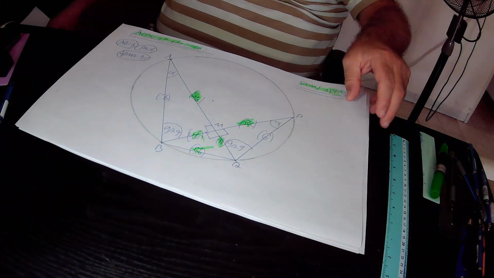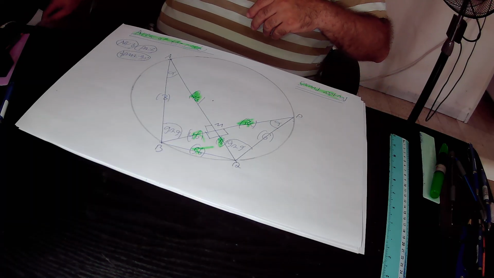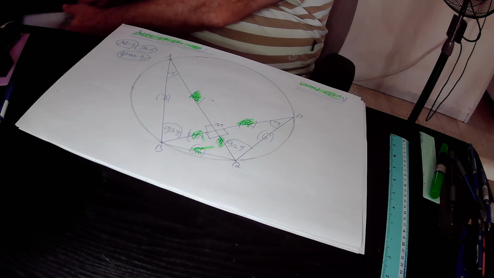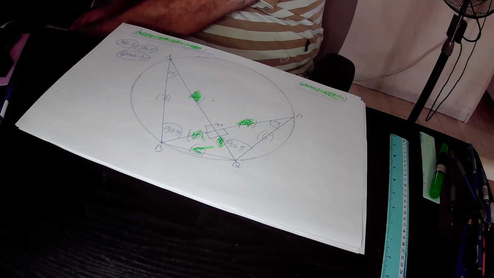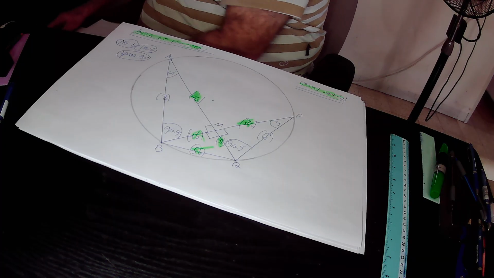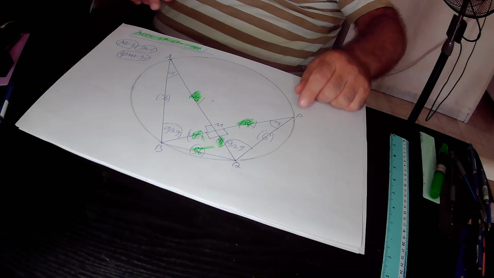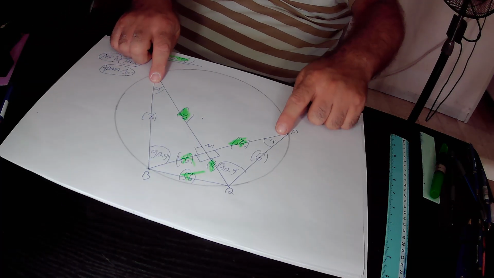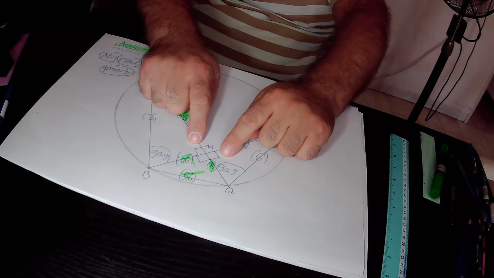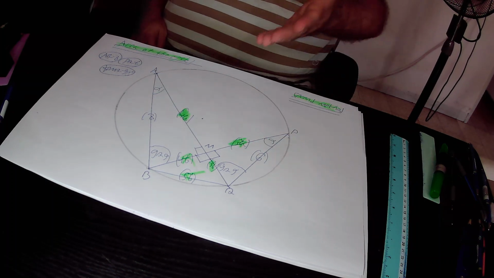In the second method, we used some of the facts that we already found out in the first method. In the first method, we have already found that those two angles are both equal to alpha, and those two angles are both 90 degrees, so we used it in the second method.